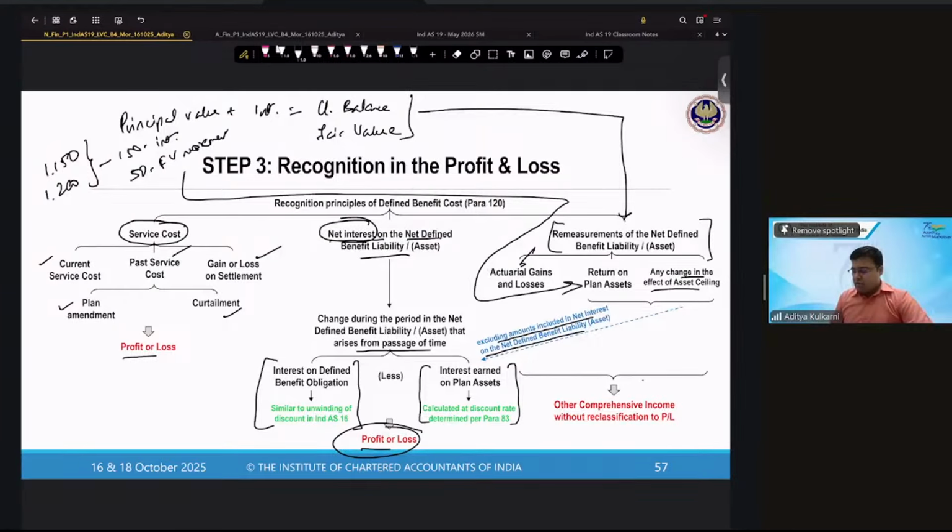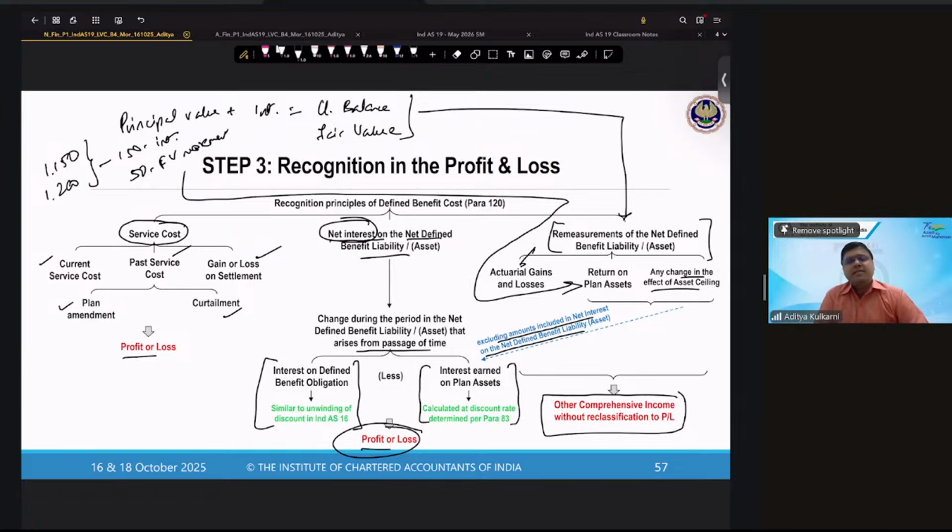So all these three things will go into other comprehensive income. Why other comprehensive income without reclassification to P&L? Meaning from OCI, they directly move to reserves. Why is that so? Why does it go in OCI?